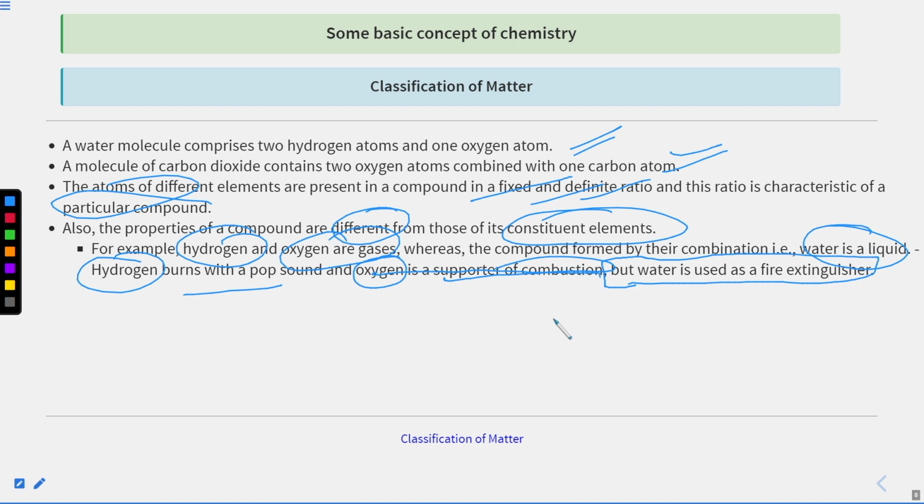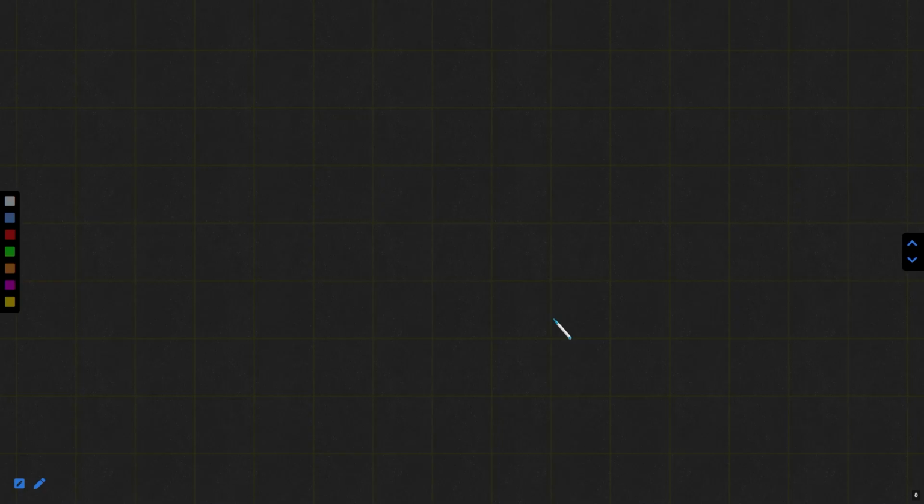So this was about the classification of matter. Okay, so what have we learned today? We have learned that matter can be classified into two types. First is pure and second is mixture.